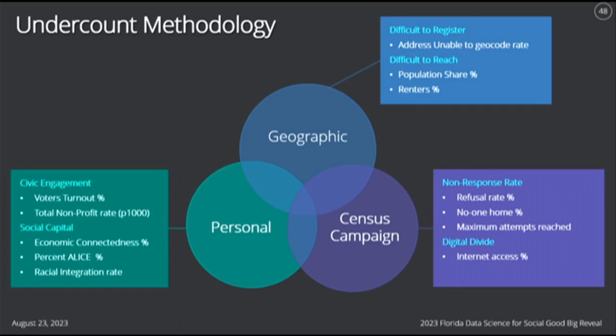So if the non-response rate is high, that means most of the people did not answer the census survey, and chances of them being not counted is high. And for digital divide, we all are living in the digital era now, and 2020 census was online for the first time. But here the problem is that a lot of the counties and a lot of the people might not have internet access. So, dealing with that is one of the major issues. That's why we are taking this into factor.